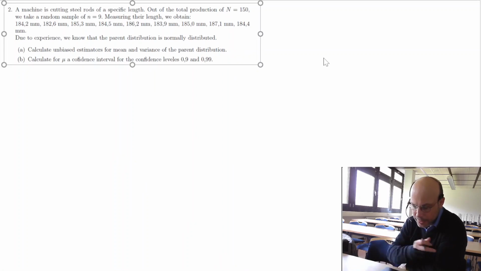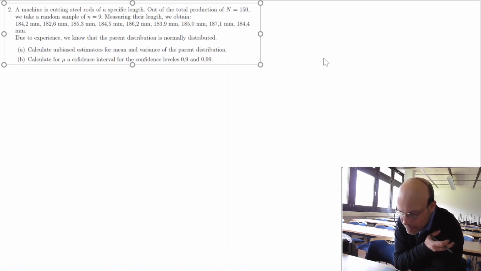So a machine is cutting steel rods of a specific length out of the total production and is 150. We take a random sample of small n equals 9. Measuring their length, we obtain the length 184.2 and so on.